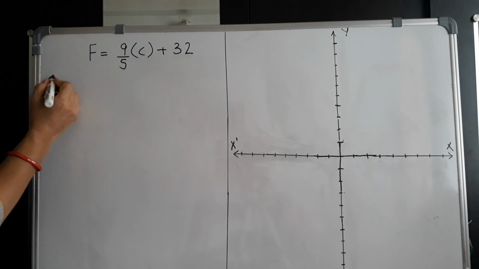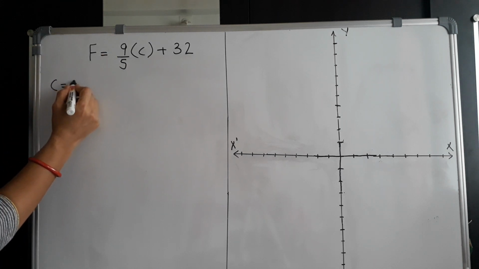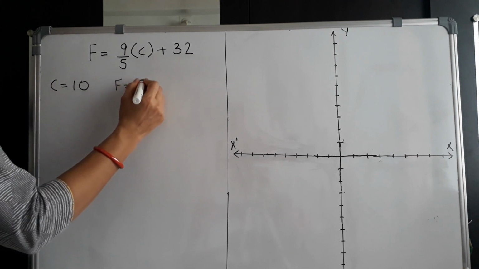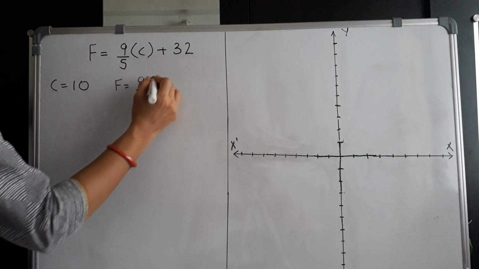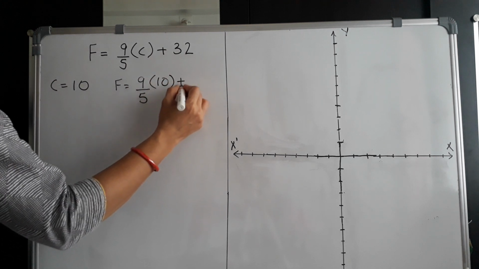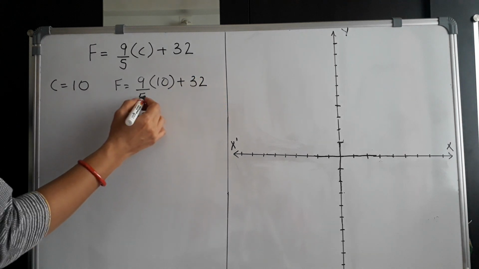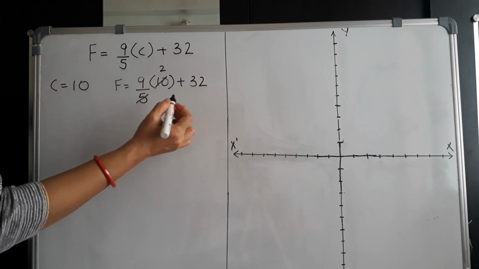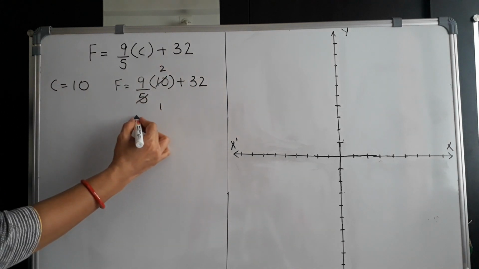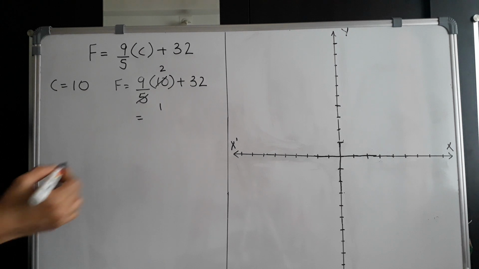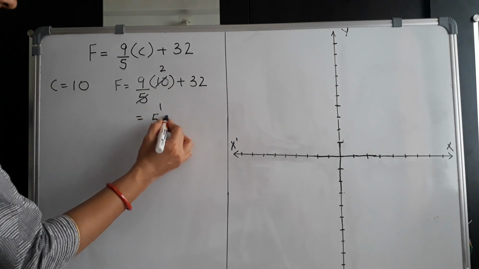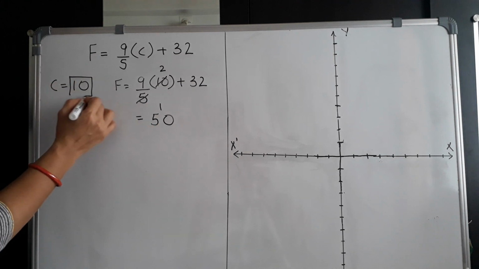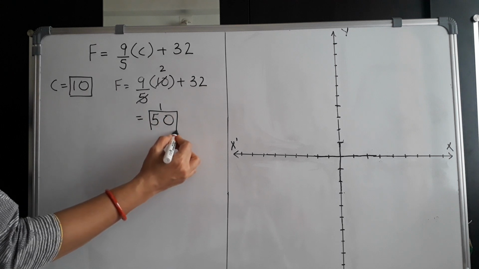So let's take suppose C as 10. So when we take C as 10, you will get F is equal to 9 upon 5 multiplied by 10 plus 32. And that gives you 5 ones are 5, 5 twos are 10, 9 twos are 18. And this 18 plus 32 will give you 50. So C 10, then F is 50. These two values you will be plotting on the graph.